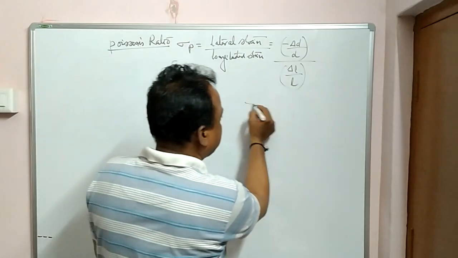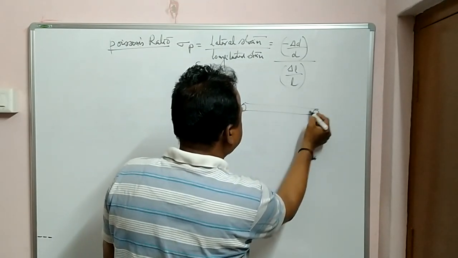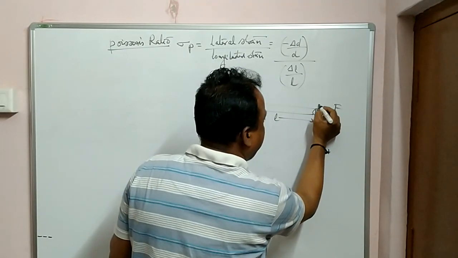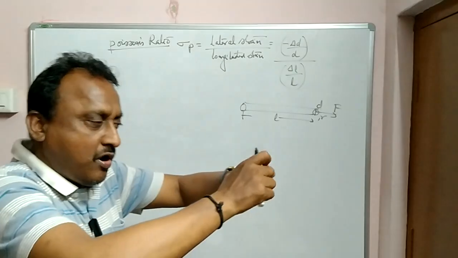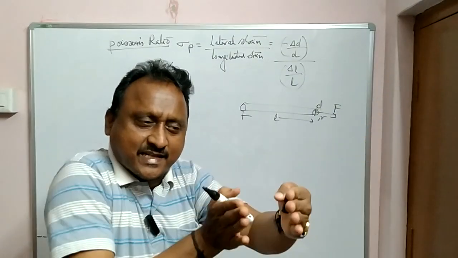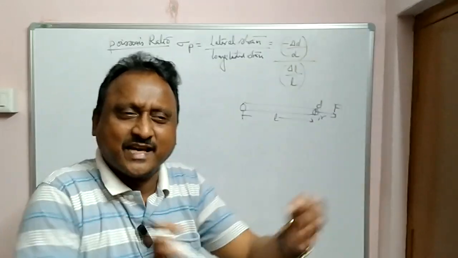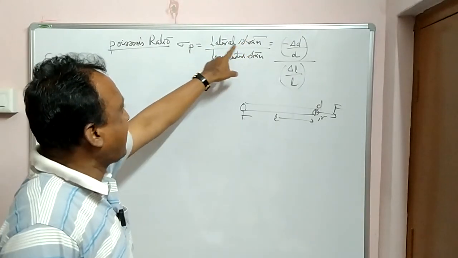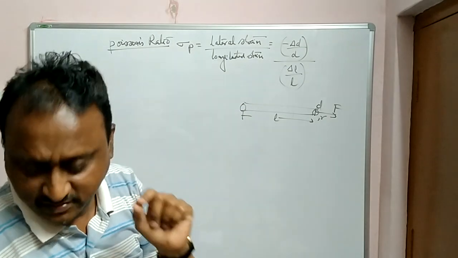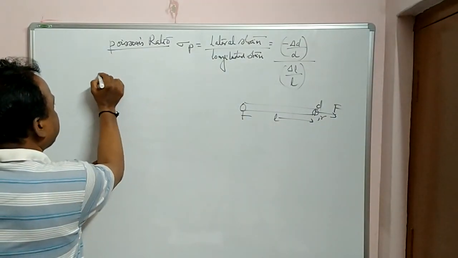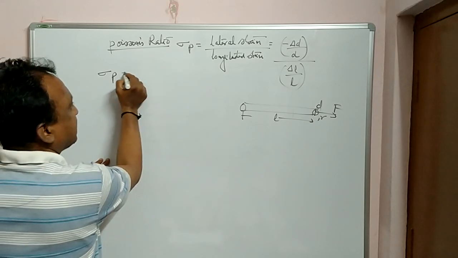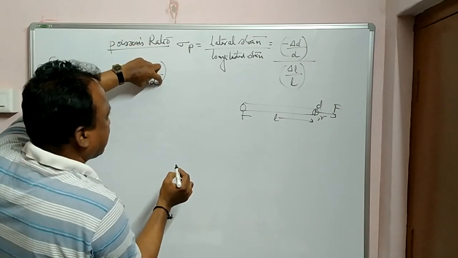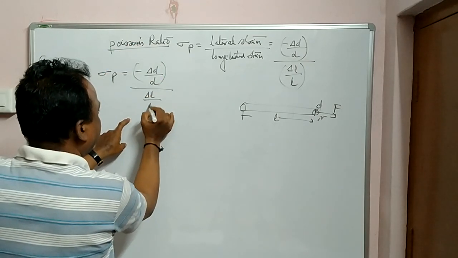Take any material wire, suppose it is having a length L, F is force applied externally, D is diameter and R is radius. If you go on increasing the length, the diameter decreases, that is called lateral strain. The diameter decreases, the radius decreases when length increases. The ratio of those two, the ratio of lateral strain to longitudinal strain, is called Poisson's ratio. So I can write Poisson's ratio sigma p is equal to minus delta d by d, decrease in diameter, change in diameter, original diameter, by increase in length, delta L by L.